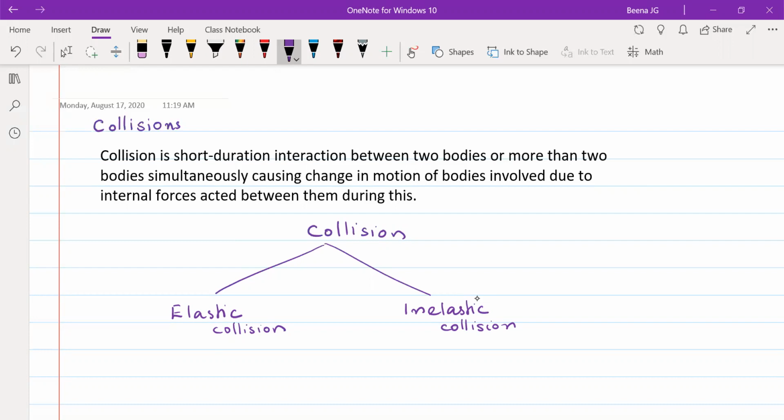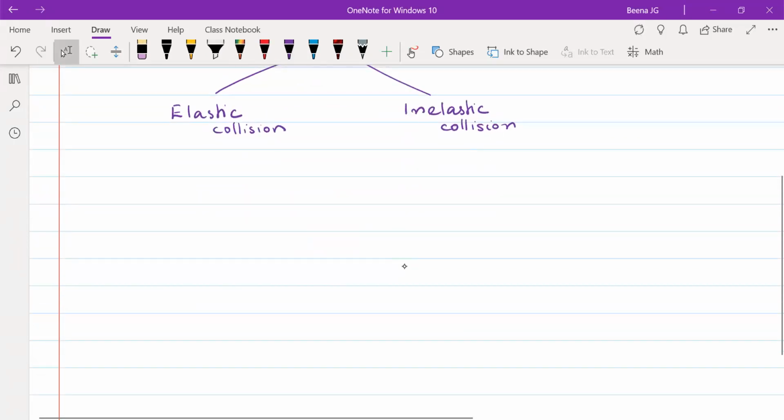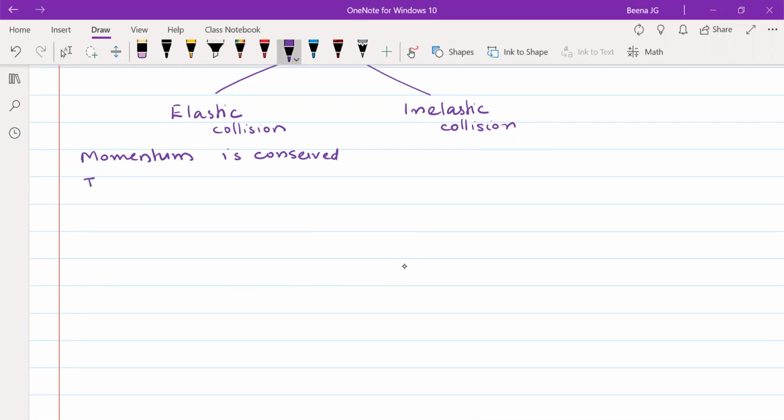First of all, when you are looking at the elastic collision, the main point over here is that momentum is conserved. Then here, the total energy is also conserved. Not only the total energy, the kinetic energy is also conserved over here. So the distinguishing feature in elastic collision that you have to remember is that here the momentum and kinetic energy are conserved.